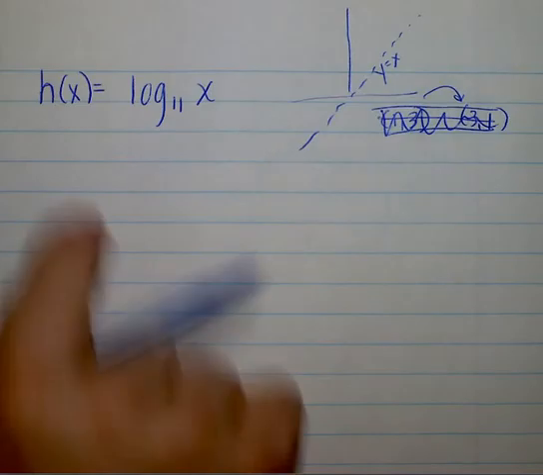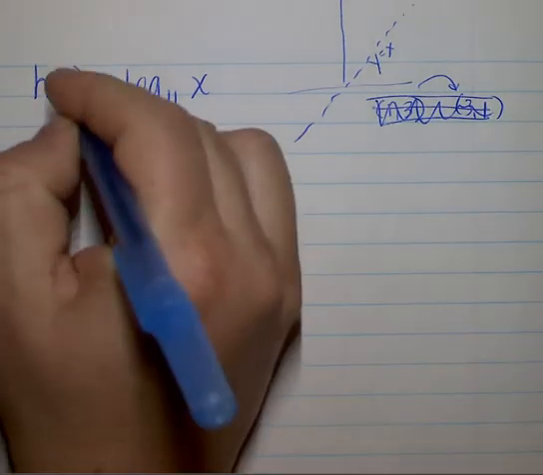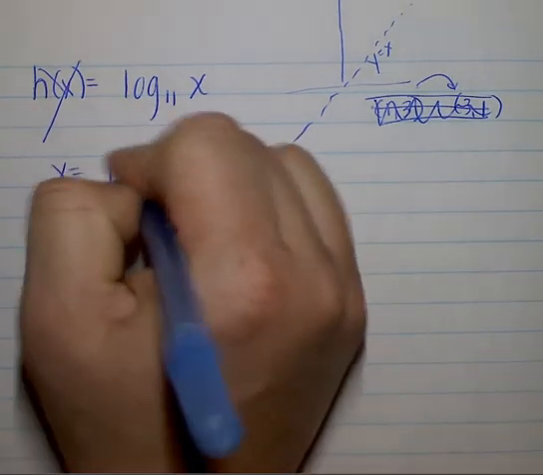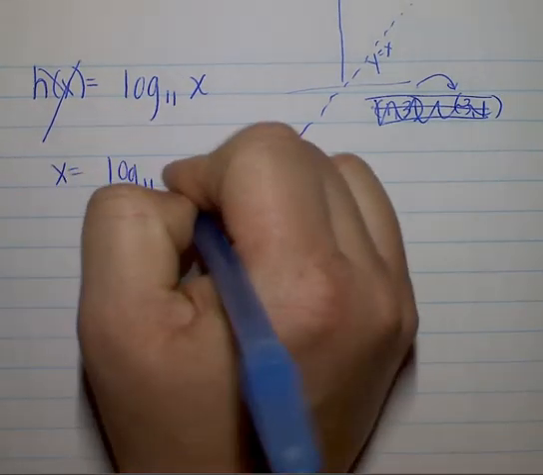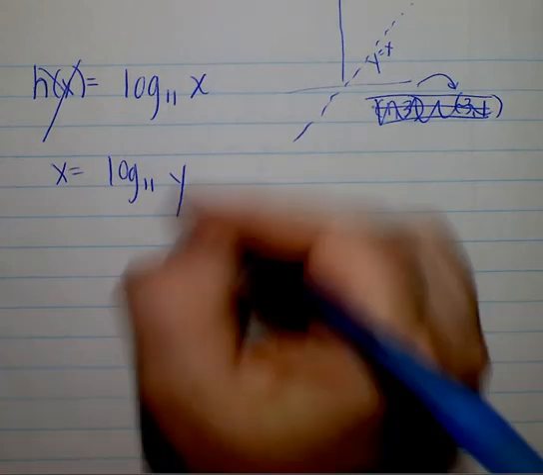So here's your first function. We're going to find the inverse. The first thing I do is I'm going to be lazy. I'm going to go over the top and change this into y. Then I'm going to switch the x and the y. And now I'm going to solve for the y, or isolate the y.